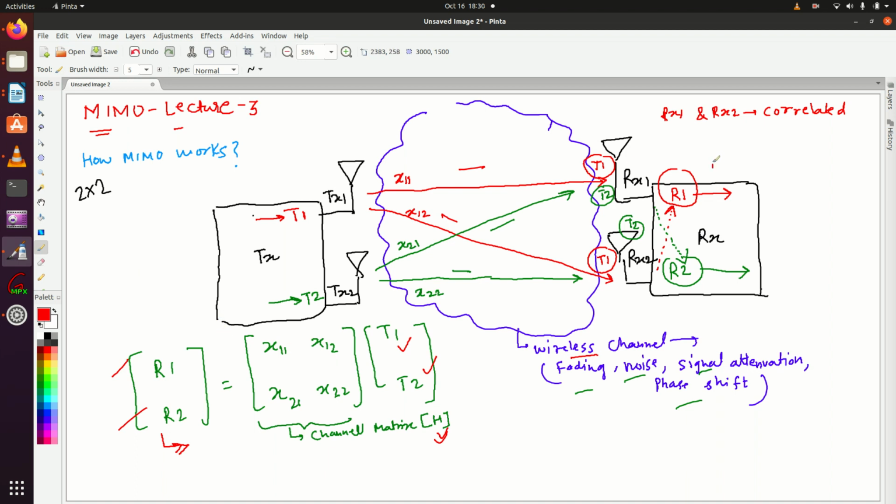And one more thing, this is your SU MIMO, single user MIMO. In single user MIMO, these RX1 and RX2 are correlated to each other, whereas in MU MIMO, RX1 and RX2 belong to different units. Suppose UE1 is there and UE2 is there, they will have their own RX1 and RX2, and they cannot communicate with each other. We'll discuss MU MIMO later, but what we have discussed just now is SU, single user MIMO.